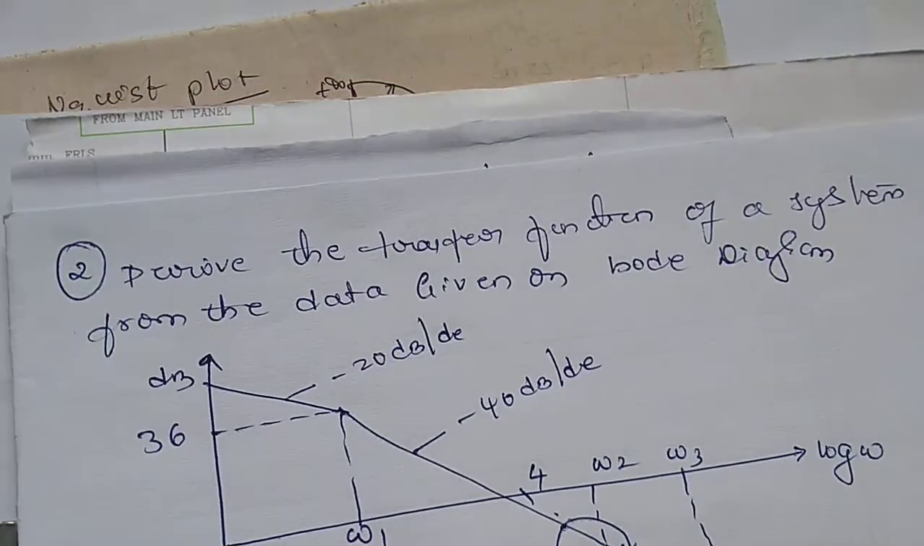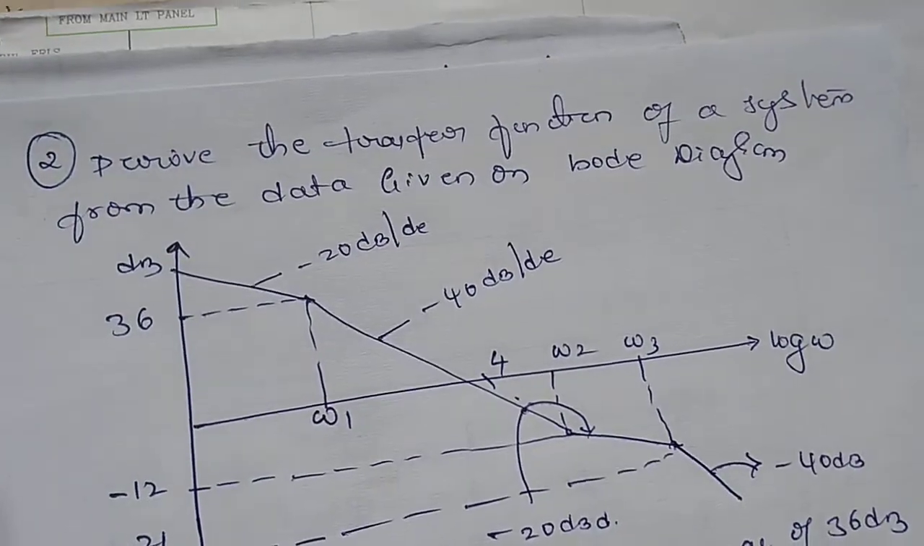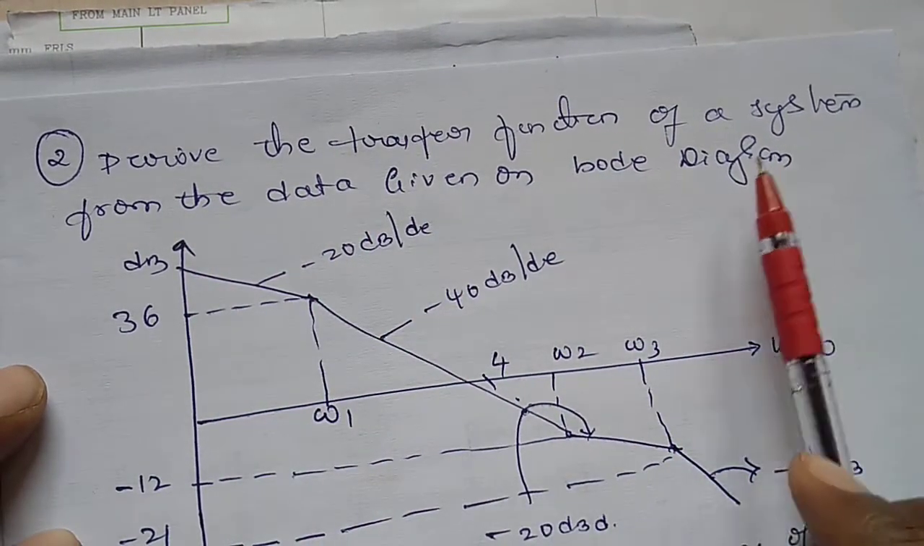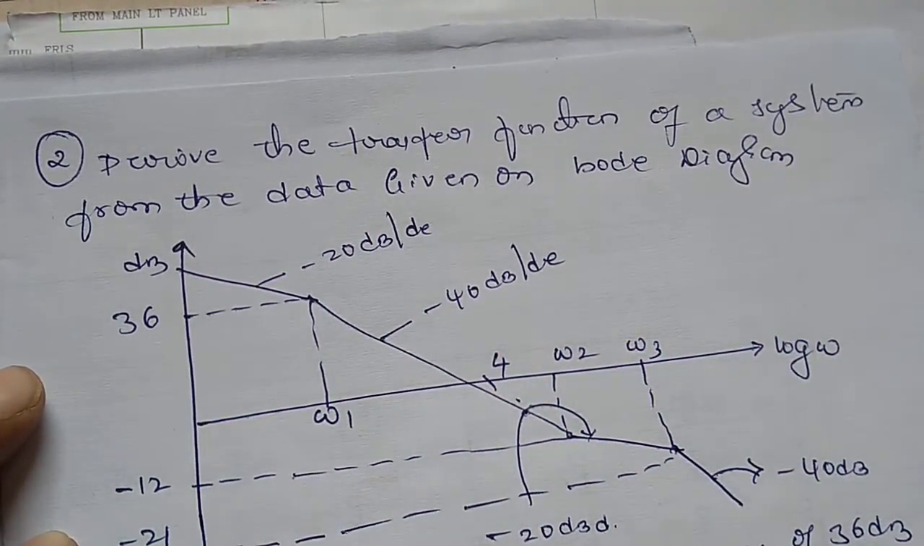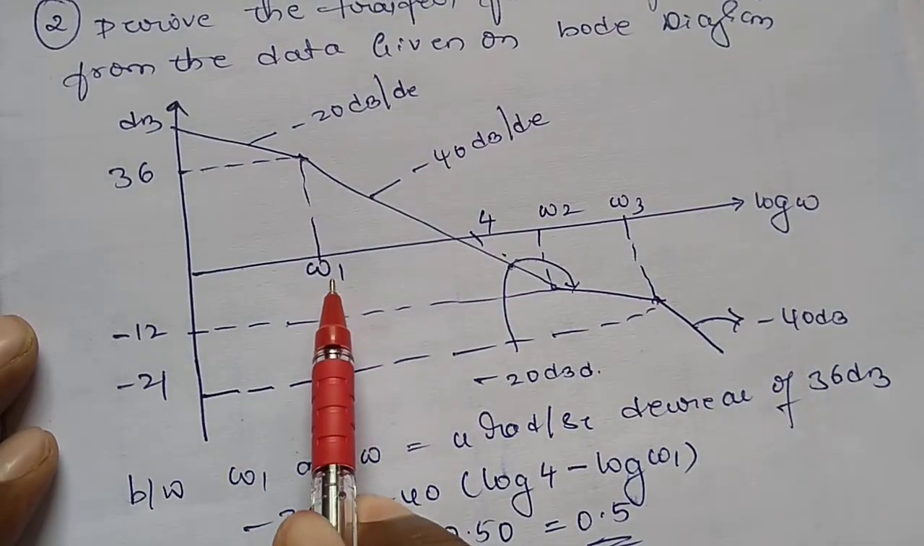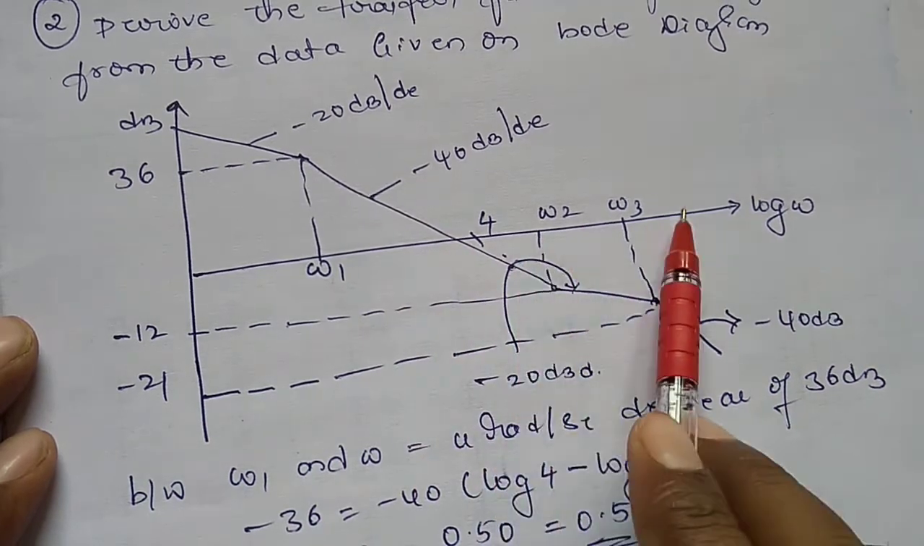Continuing the section, let us discuss the next problem. Draw the transfer function of a system from the data given in the Bode diagram. So this is a Bode plot diagram which is given in the problem. First, we have to find the values of omega 1, omega 2, omega 3.